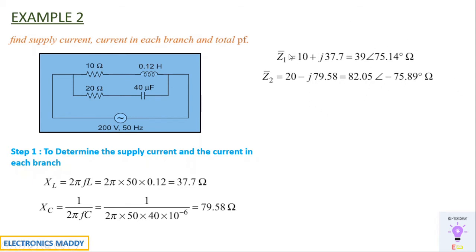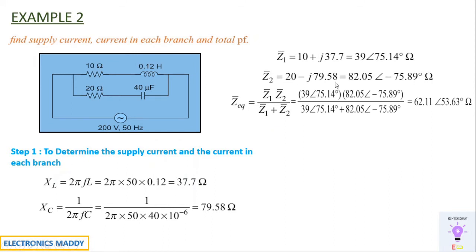Once you know the value of Z1 bar and Z2 bar, we know Z equivalent is given by Z1 bar into Z2 bar divided by Z1 bar plus Z2 bar. Substitute, solve them, and represent them in polar form. Be very careful while substituting them in the calculator. You'll be getting Z equivalent equal to 62.11 at an angle 53.63 degrees. So this is Z equivalent.